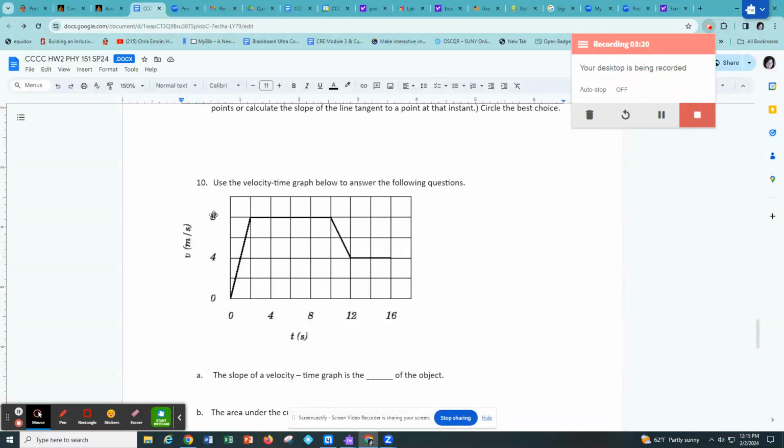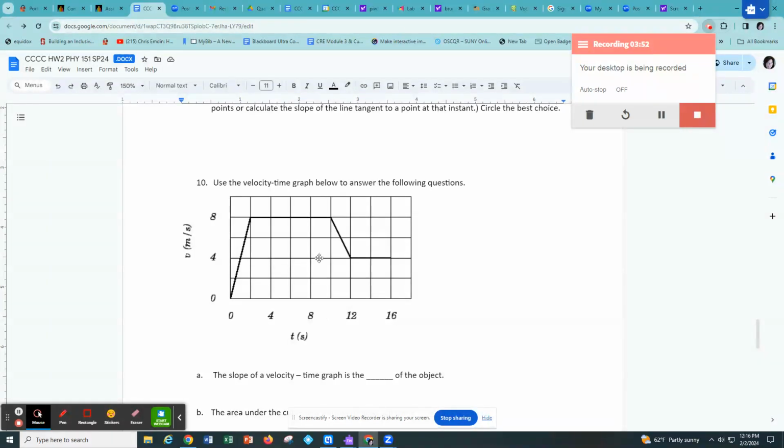Is the velocity positive? It means you're moving forward from your start point. If this had negative values plotting down here in the bottom, then you would be moving backwards, but you're not. You're just slowing down from 10 to 12 seconds, from a speed of 8 to a speed of 4. You're decelerating. You have a negative acceleration, and it's a constant negative acceleration. And then you stop speeding up or slowing down, and you stay at 4 meters per second.